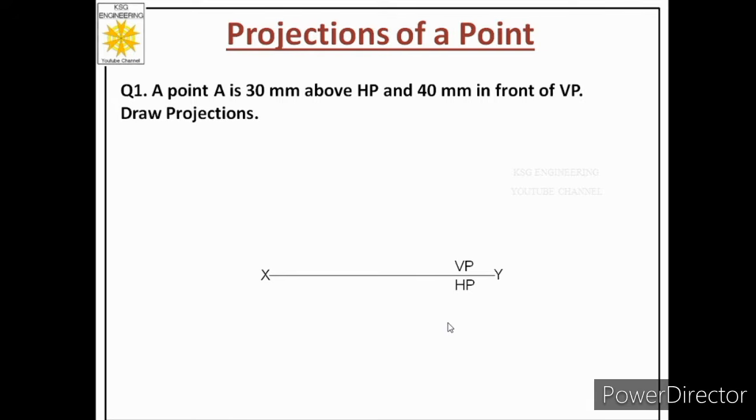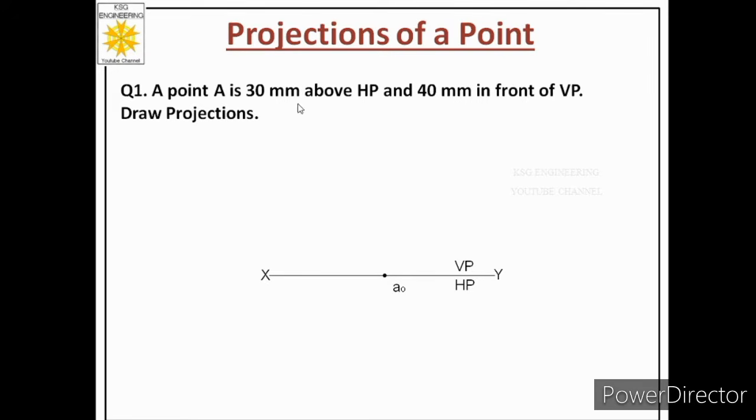Now in third step, we will mark a point somewhere at the middle of the line, and we call that point as reference point. From this point we will start our drawing. If the name of the point is given as capital A in the problem, then this reference point will be labeled as a small letter a with naught at the bottom. Now in the fourth step, we will read the statement. So it says a point A is 30 mm above HP.